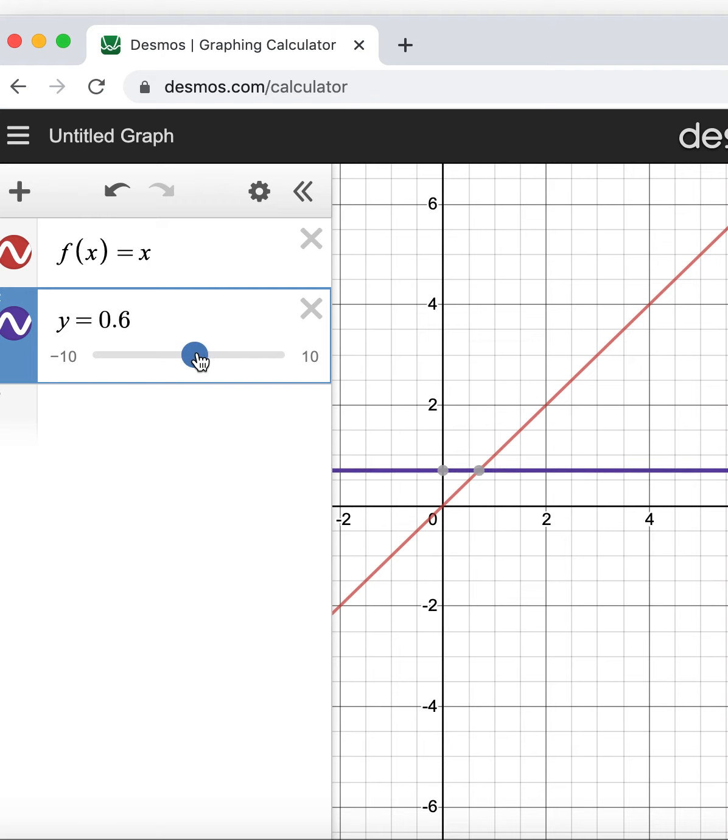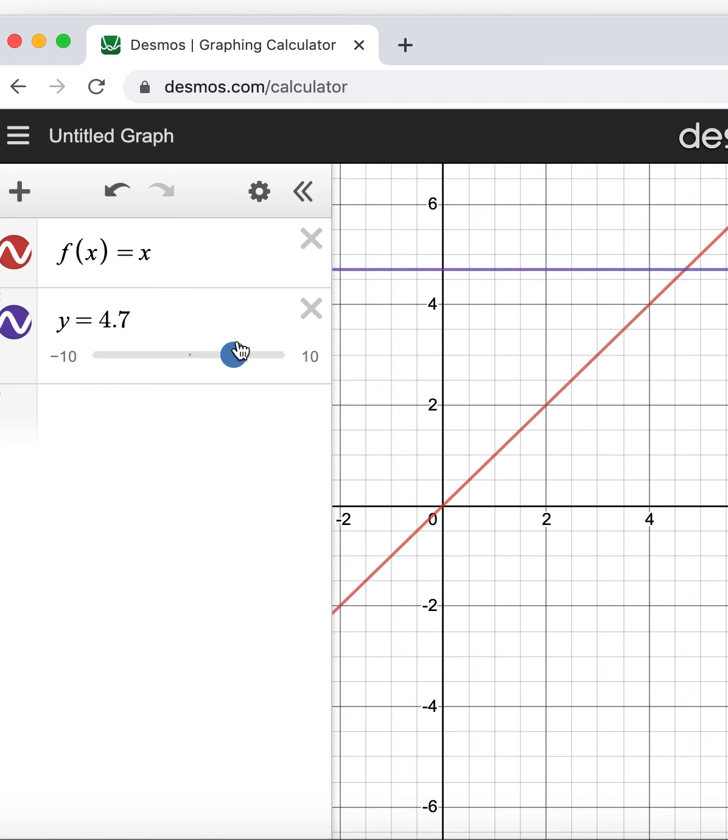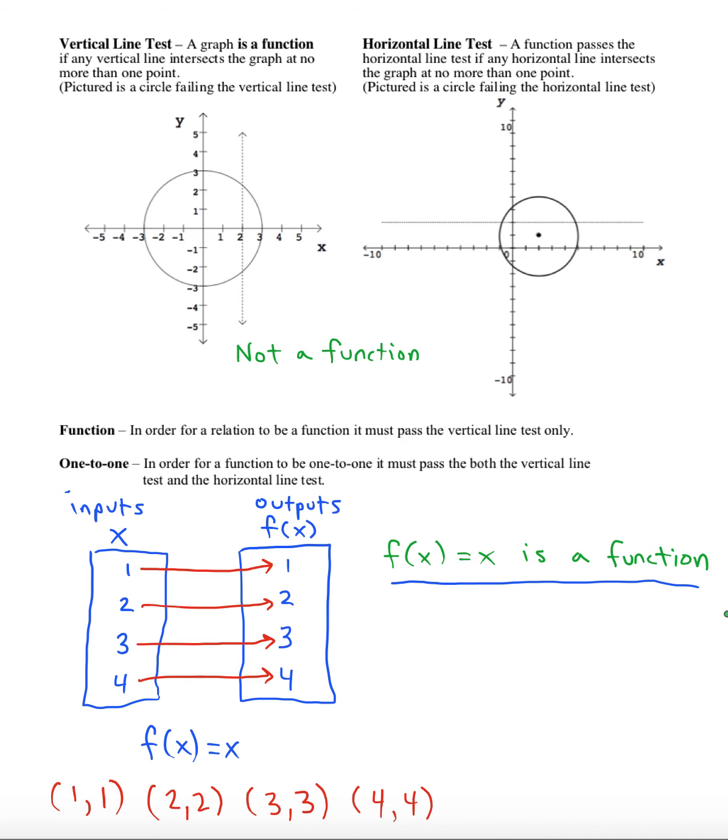And we can move up and down, and we see that no matter where we're located on the y-axis, we're going to intersect the curve only once. So f of x equals x actually passes the horizontal line test. When you pass the vertical line test and the horizontal line test, then we can say that the function is 1-to-1.